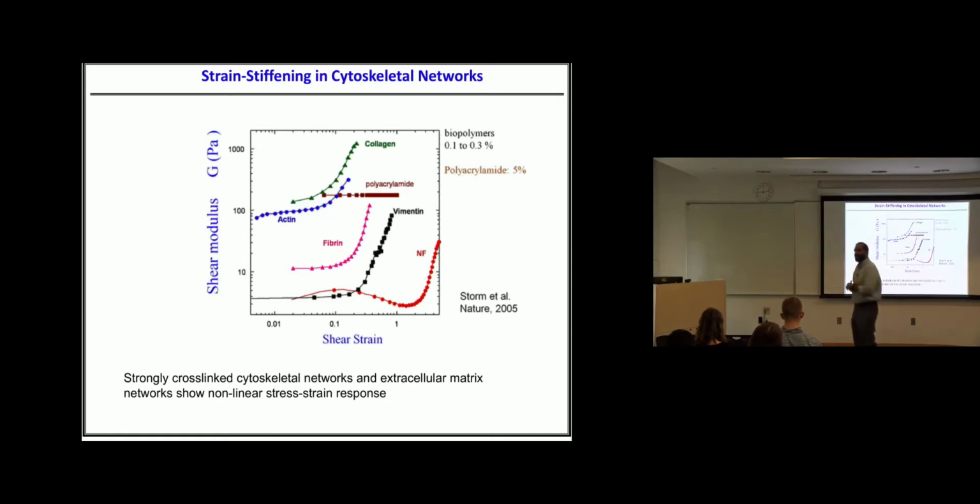So now next what I want to do is understand why. I want you to explain why that's happening. Nonlinearity is something to be expected. So why do you think something like collagen is stiffening when you apply more deformation?